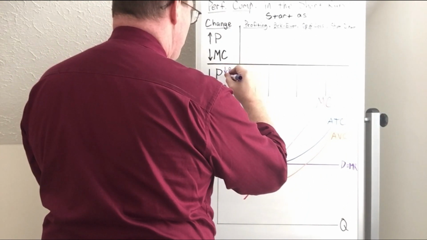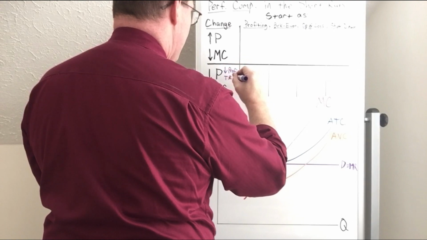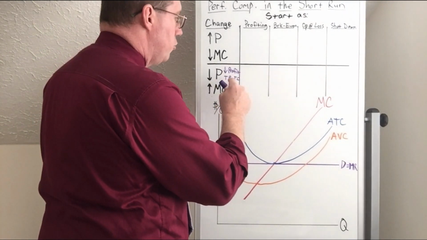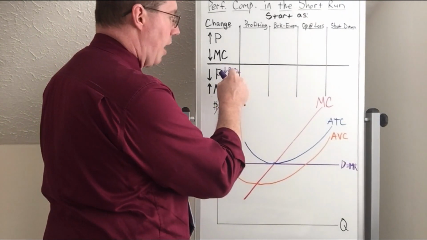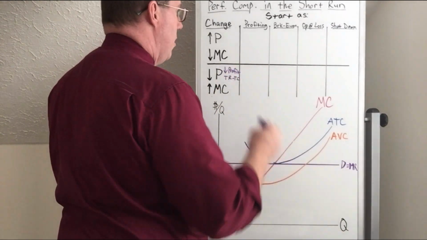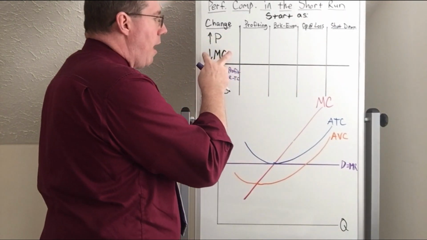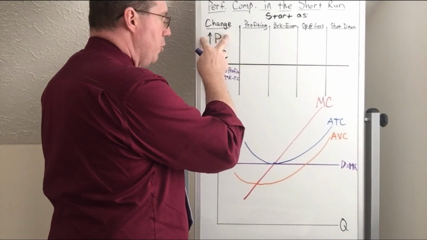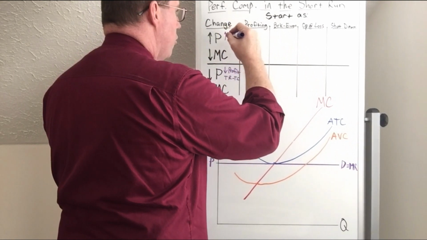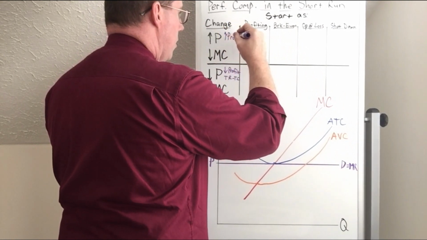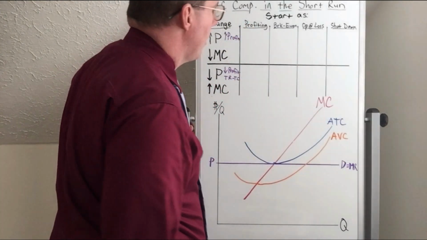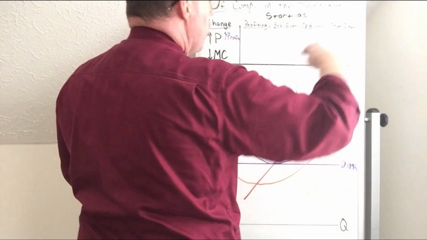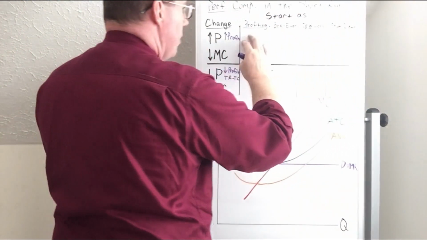So the total revenue minus total cost will become a smaller number, which is either smaller profit or more loss. But when the price goes up and the costs go down, that means total cost is a smaller number, total revenue is a larger number, and we will have an increase in profit. Now, as profit increases, the firm will go from this direction to this direction.